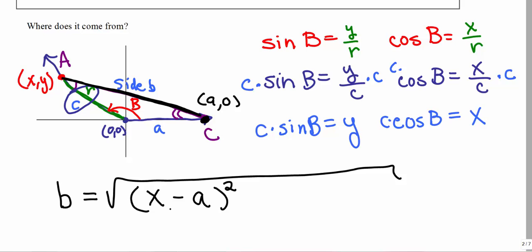So here's the difference between the x values, and we're going to square it. Plus the difference in the y values of the 2 points squared. So we're going to keep the order. We're going to take the y value of point A, and we're going to subtract the y value of point C. So this is our distance formula. This is going to tell us the distance or the length of side B.